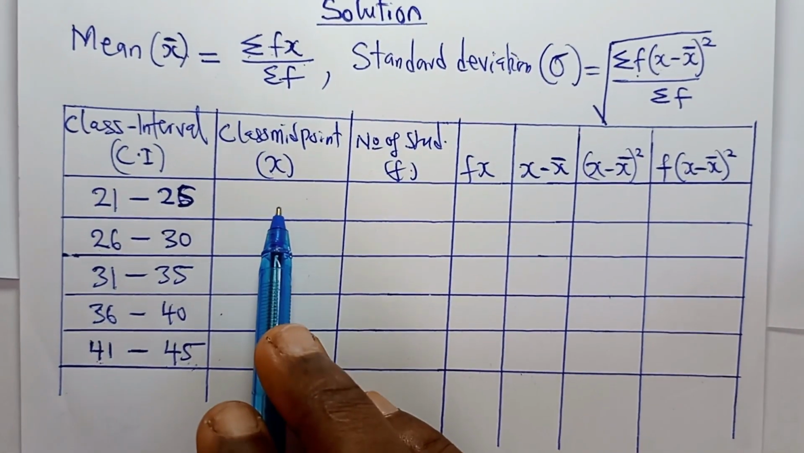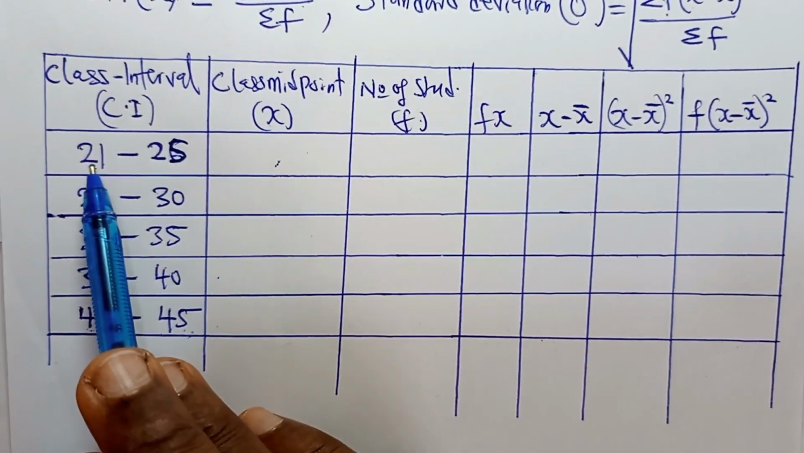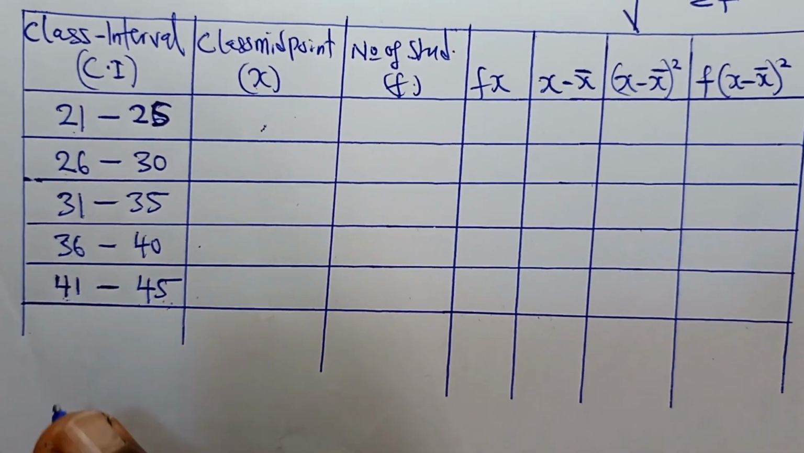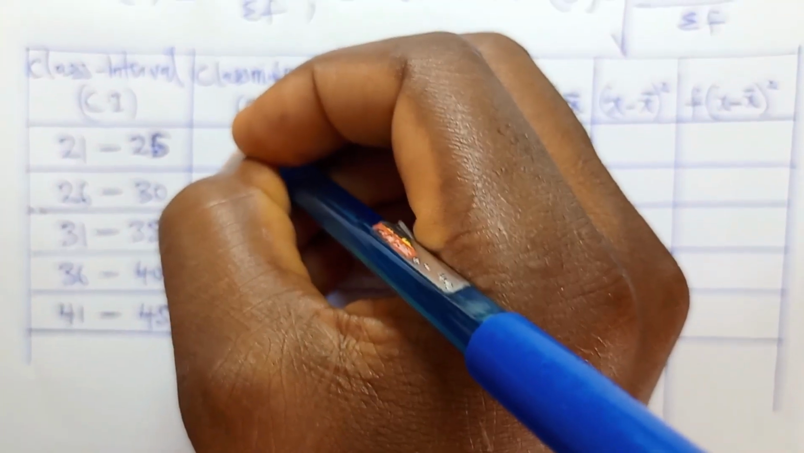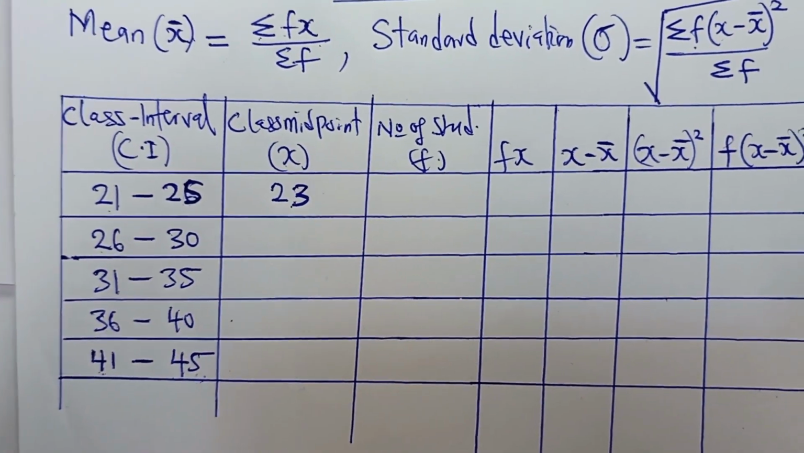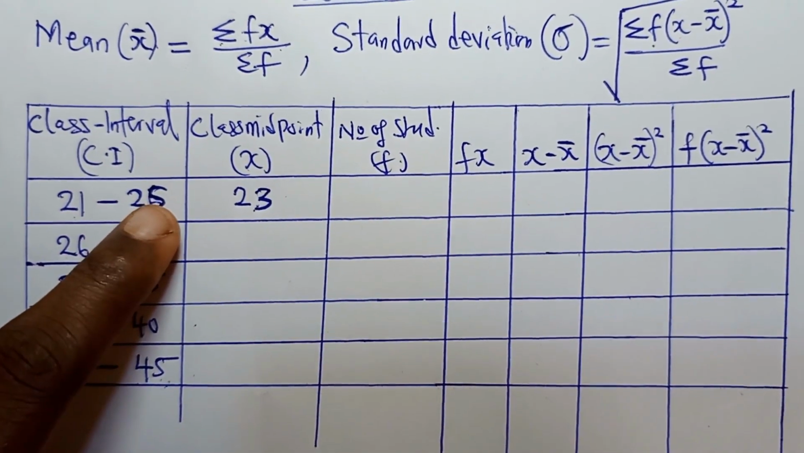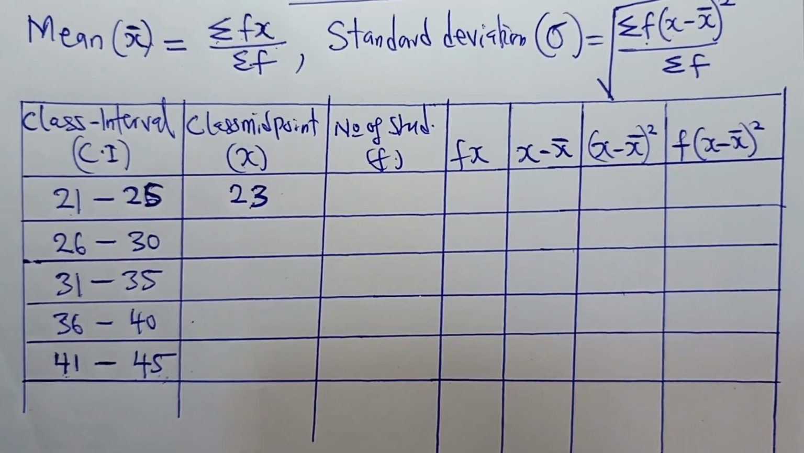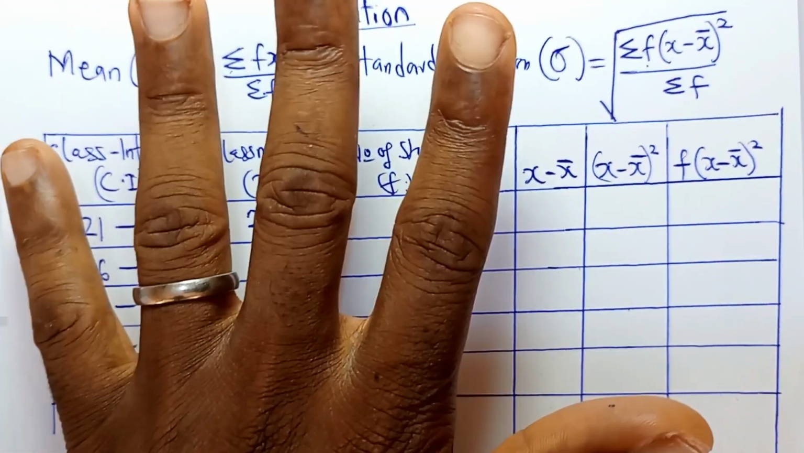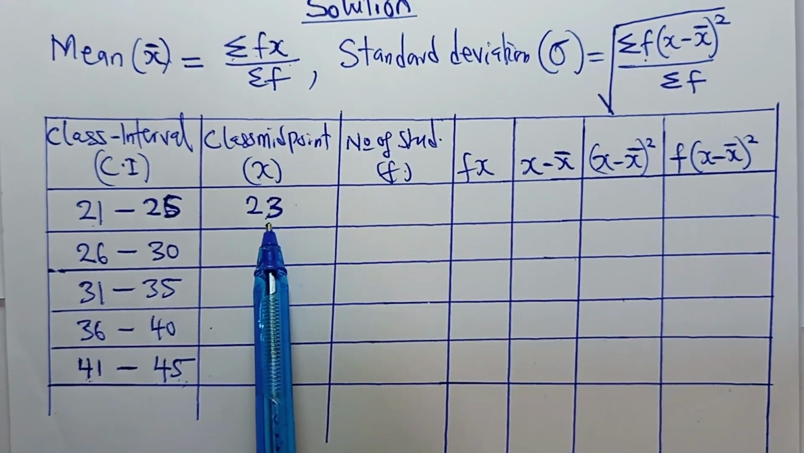Now, how do I know the class midpoint? Very simple. This X is this. 21 plus 25 will give you what? 46. 46 divided by 2 will give you what? 23. That is the class midpoint. Another way to know the class midpoint is you simply count from 21 to 25. Which of the numbers is at the middle? If you count, 21, 22, 23, 24, 25, you will notice that 23 is at the middle. That is the class midpoint.